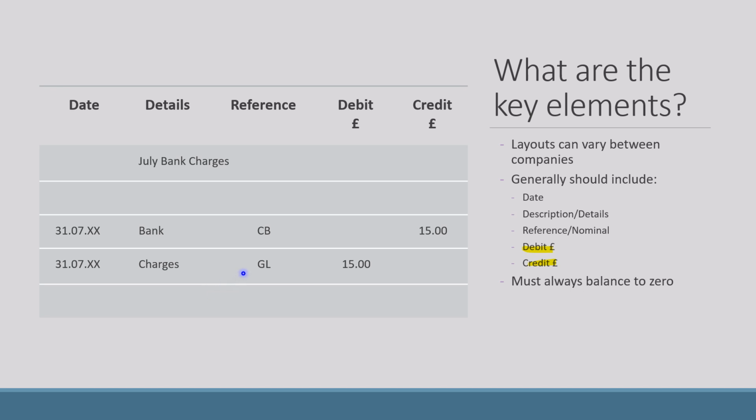So this business here has had some bank charges in July. So we've got our date here in the month that we're going to be posting the bank charges. We've got the accounts that it's going to be affecting. The reference here is just that it's in the cash book for the bank and it's in a general ledger for the charges. So this is going to the charges account.